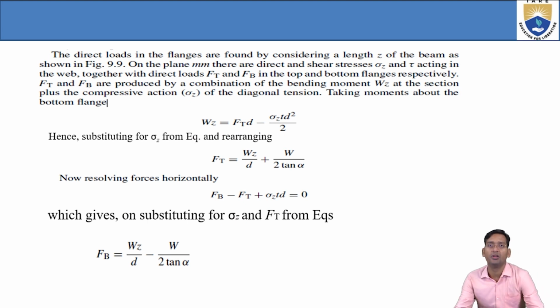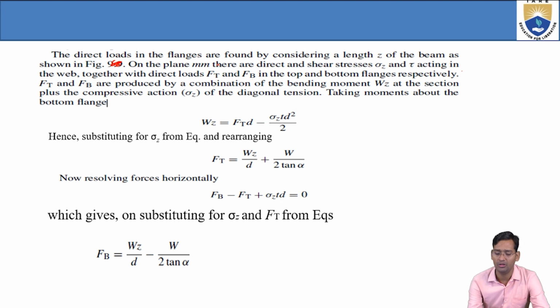Okay, so the direct load in the flange is found by considering a length z of the beam as shown in the figure. Here, directly from the figure we have taken. On the plane MM, there are direct and shear stresses sigma z and tau acting in the web, together with direct loads Ft and Fb.